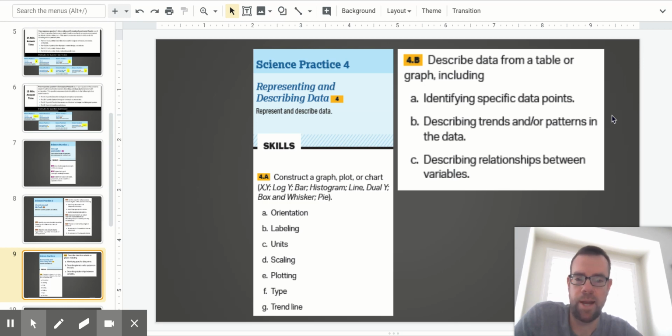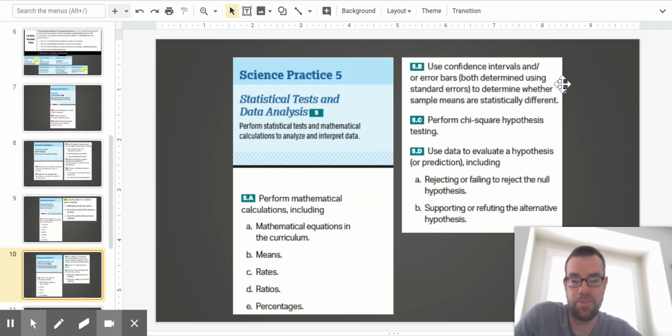There's no way for you to graph, especially if you're doing this on your phone. So most likely it's going to be asking you to describe data from a table or graph, as you see up here at 4B. So they're going to give you a graph. They're going to ask you about that graph. And probably what they're going to ask you is for science practice 5.